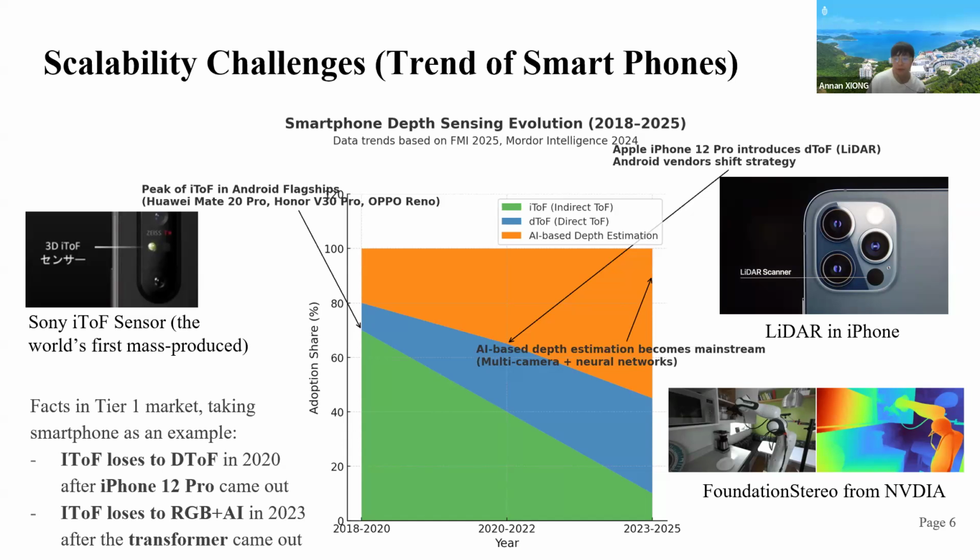In 2023, things became even worse. A very strong competitor is AI-based depth estimation. For example, Foundation Stereo from NVIDIA has achieved very good performance. Whether we need a depth estimation module inside the phone is now a question mark.